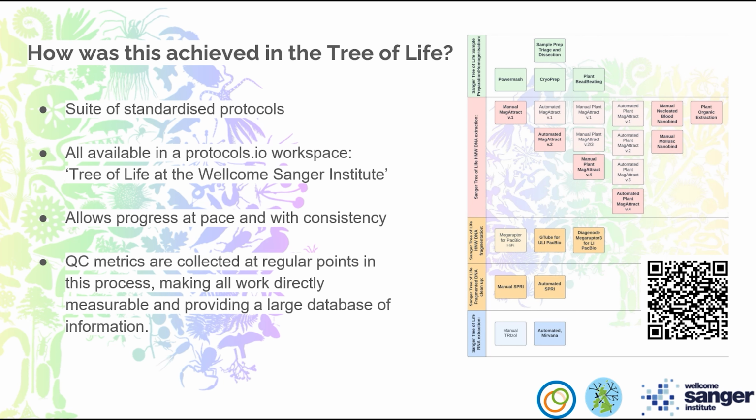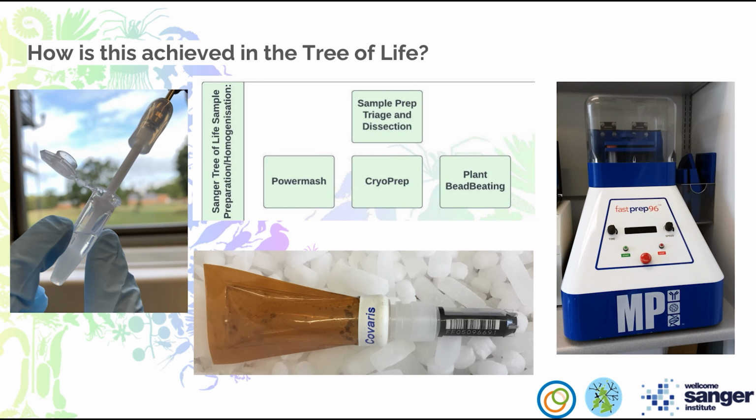So the first stage is the sample homogenization, but initially, actually, we need to do sample prep and triage. So all of the samples, although they've been collected by very dedicated professionals, we need to first take a look at them, see what kind of size they are, what's possible, what's achievable. So we have quite a complicated decision tree that's in that triage and dissection prep there.